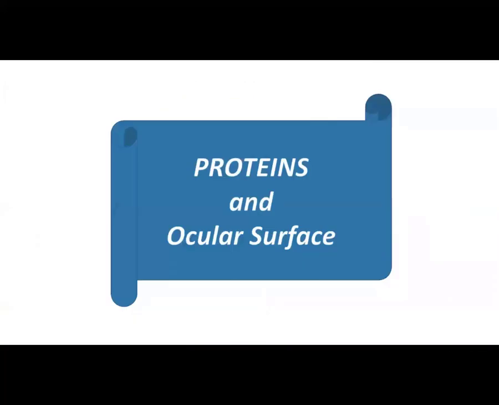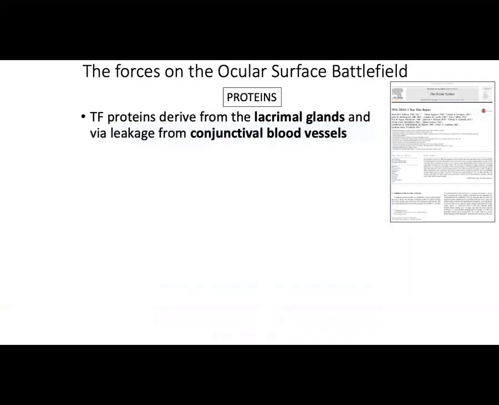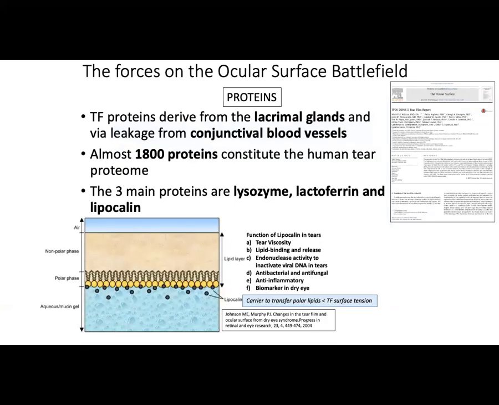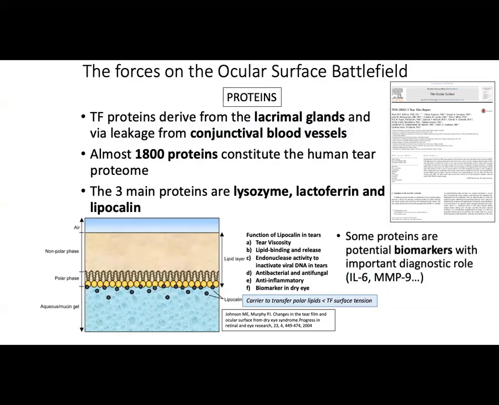Also, proteins have strategic roles for the tear film. Tear film proteins derive from the lacrimal glands and via leakage from conjunctival goblet cells. Almost 1,800 proteins constitute the human tear proteome, and the three main proteins are lysozyme, lactoferrin, and lipocalin. Lipocalin has many tasks. One is to be a carrier to transfer polar lipids and decrease tear film surface tension. Some proteins are potential biomarkers with important diagnostic role.